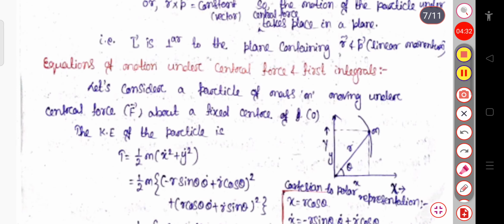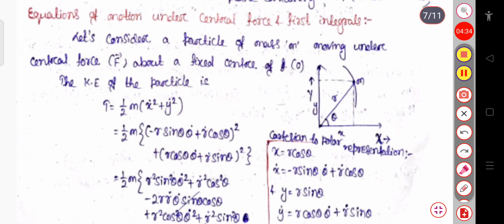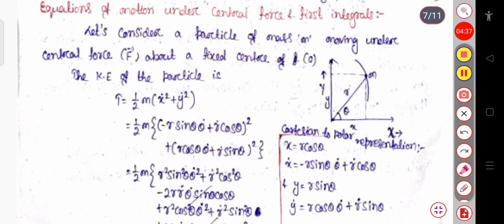Now we will see the equation of motion under the central force and the first integrals. So let us consider a particle of mass m moving under the central force F about a fixed center O. Now if we calculate the kinetic energy of the particle in the Cartesian coordinate system, we can write kinetic energy equal to 1 by 2 m x dot square plus y dot square.